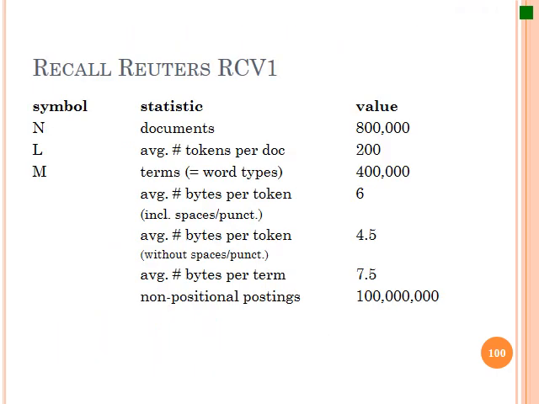So again, let's recall the statistics of our data collection, RCV1. Assuming that we have a document collection of 800,000 documents, and the average number of tokens per document is 200. The number of unique terms is 400,000. The average number of bytes per token without space and punctuation is 4.5. The average number of bytes per unique term is 7.5. And there are 100 million non-positional postings.